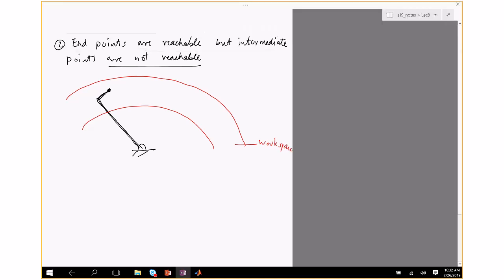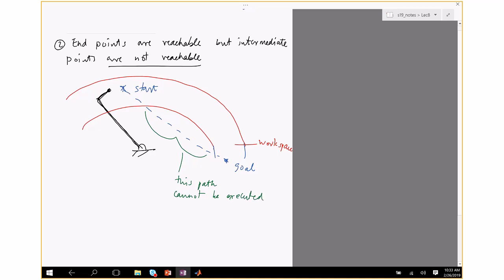So if you start here and tell it to go there, and you want it to go in this path, clearly you can reach the start, you can reach the goal, but you cannot take the path you specified. This path cannot be executed.